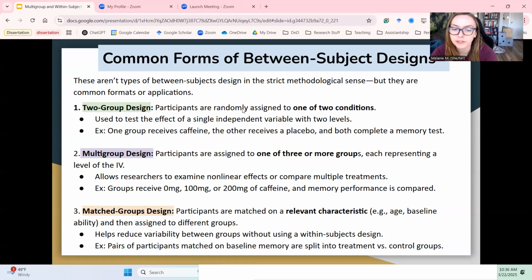Matched group design is when participants are matched on relevant characteristics, which we also talked about last week, and then assigned to different groups. So it's not random assignment the way that multi-group typically is. It's a matched group so that you can balance out meaningful characteristics between groups. So you make sure that you're still accounting for that. This is very often things like age and baseline ability. So, for example, pairs of participants matched on baseline memory are split into treatment versus control group.